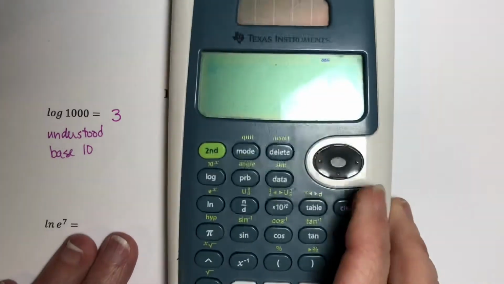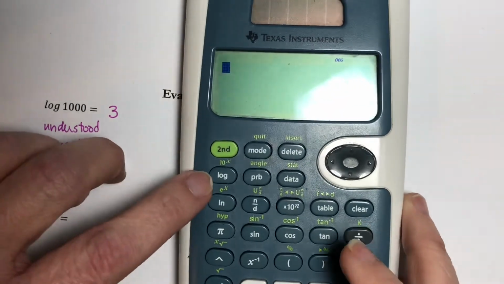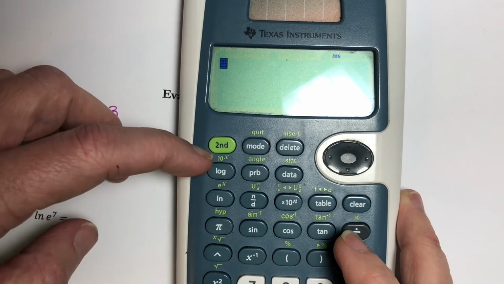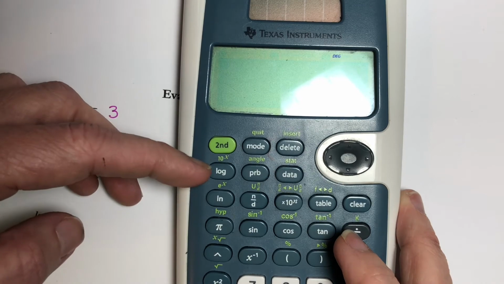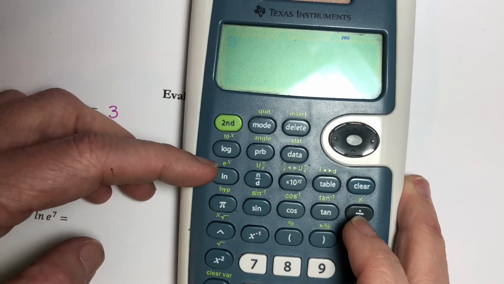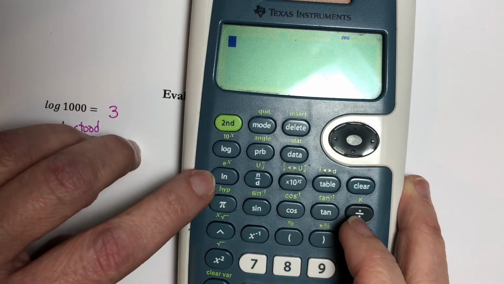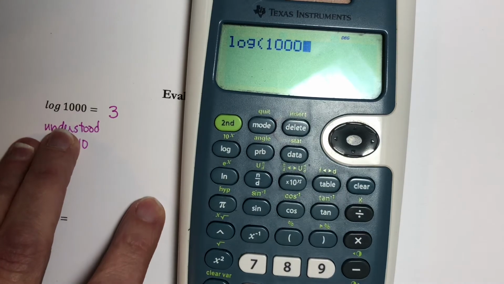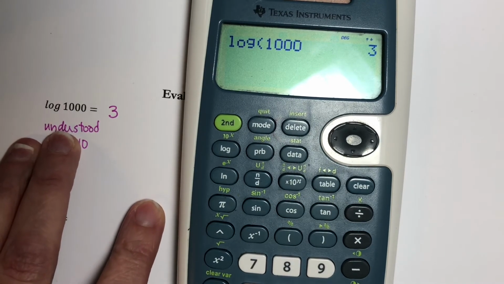On this calculator, it's a little bit different. Your log is here, and you can see that it goes with 10 to the x up here. So if I wanted to do 10 to a power, I could just hit second and that. And I hit second and e to the x to use it here. My log, natural log, is on the same button. So this one would enter just log 1,000. And again, you don't really have to close the parentheses, and you get 3.